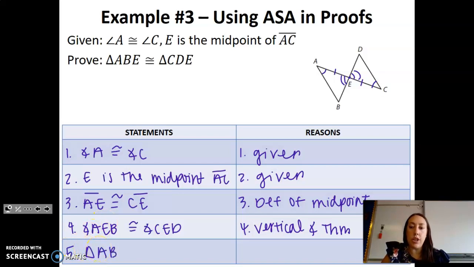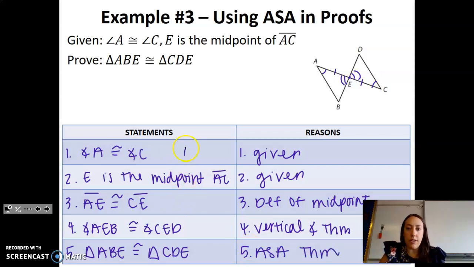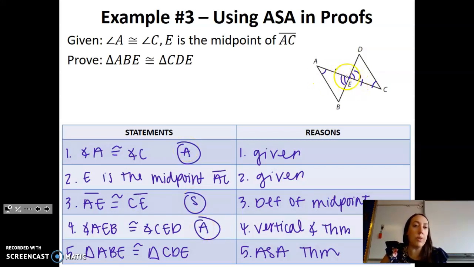Now we can go ahead and say triangle ABE is congruent to triangle CDE because of the angle side angle theorem. Looking at our picture, we got angle, we got the included side, and we got the other angle. So we've just shown that we have 2 angles and the included side are congruent between these 2 triangles, which means the triangles themselves are congruent to one another.